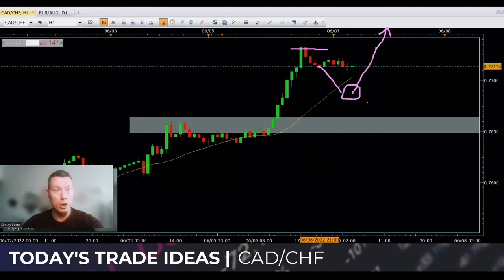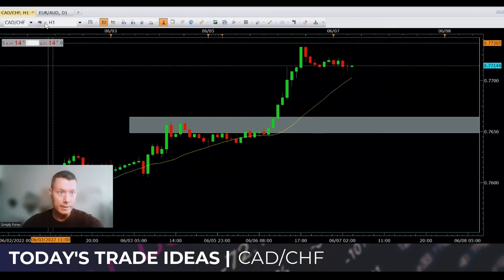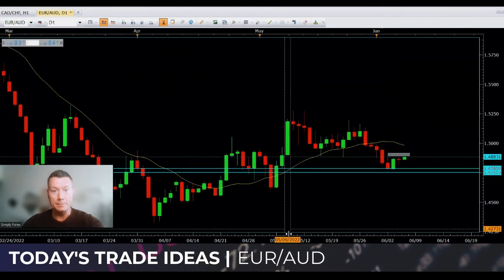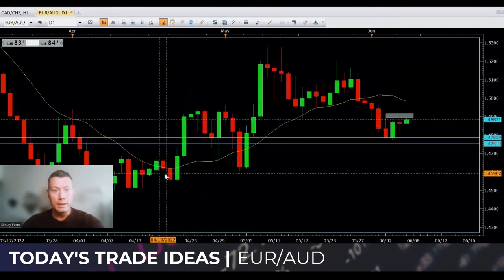All right, but we're looking to long the Canadian dollar against the Swiss franc. That's the first trade idea. The second trade idea is this: it's the euro against the Aussie dollar. So the reasons for shorting this are as follows.